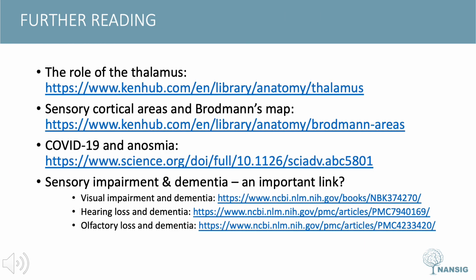So to summarize, we have focused on the visual pathways and visual field defects, the auditory pathway, and the olfactory system, along with their clinical correlates. For those of you who are interested, I've included some extra reading here, and put forward a few papers exploring the association between impairment of the special senses and dementia.